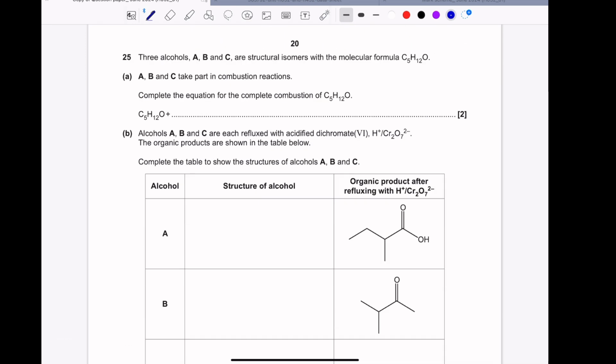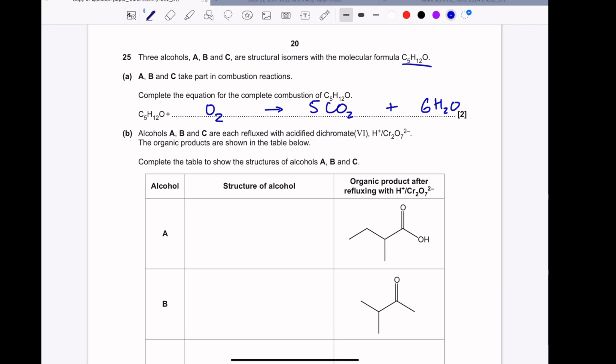Question 25: 3 alcohols, A, B, and C, are structural isomers with the molecular formula C5H12O. A, B, and C take part in combustion reactions. Complete the equation for the combustion of this alcohol. So it looks at complete combustion, which means plentiful oxygen supply to make carbon dioxide and water. So we could balance the carbons first, 5 over here, then for the hydrogens, 6, and then lastly leaving us with oxygens.